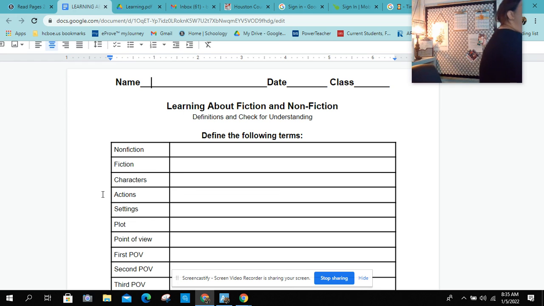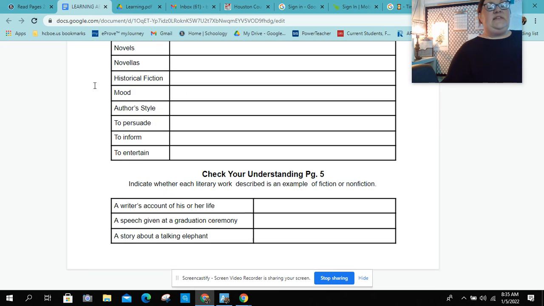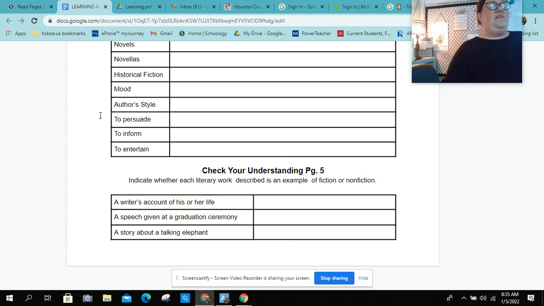You have a textbook in front of you. You're going to open it up to the pages that I told you to open it to. Pages 2 through 5. And you are going to follow through the book and fill out this sheet. Now, there are 3 questions down at the bottom that you are going to answer for Check Your Understanding that says indicate whether each literary work described is an example of fiction or nonfiction.